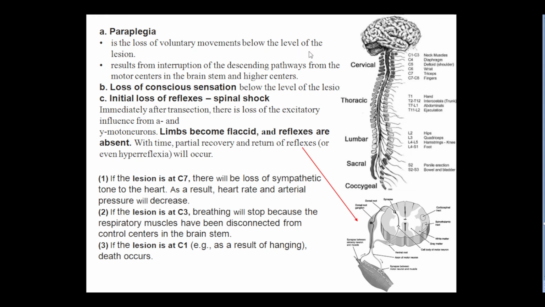So if there is complete transection of the spinal cord, depending on the level, it could be paraplegia, which means 2 limbs are gone, or quadriplegia, all 4 limbs are gone. Gone means there will be loss of voluntary movements below the level of the lesion, because you destroy the pathways, the corticospinal tract, which makes you move. It will get destroyed, so the person will no longer be able to voluntarily move. So that's the result of destruction of descending pathways: loss of voluntary movements.